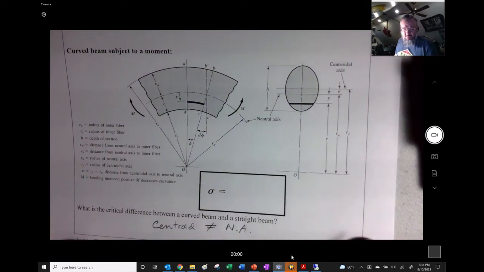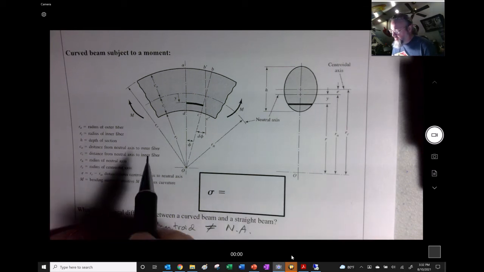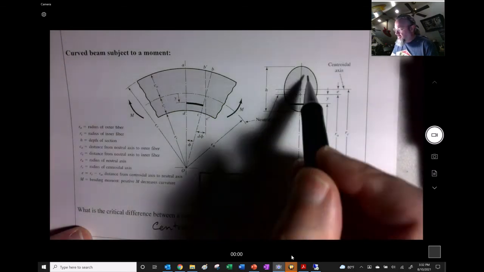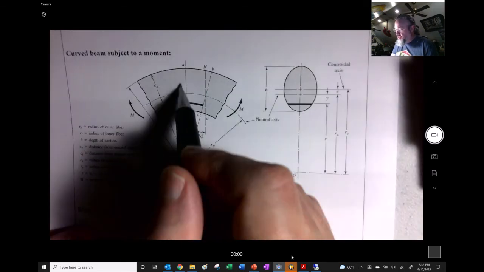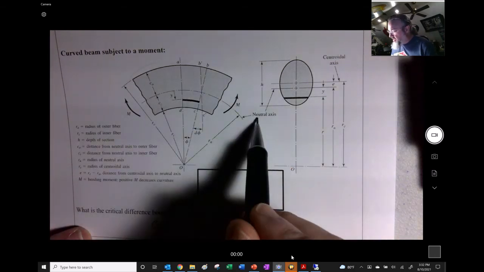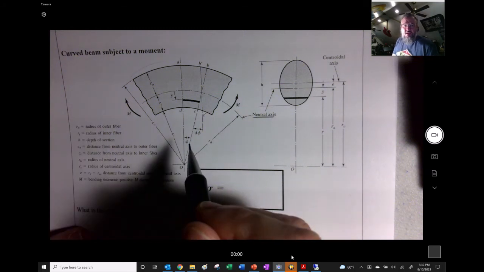So I'm not going to go through the derivation here. I'm just going to give you a tour through how the book set up the variables and the main equations. But we have this generic cross section of this generic curved beam area right here, and we see the all important neutral axis. The neutral axis is the axis of zero stress.